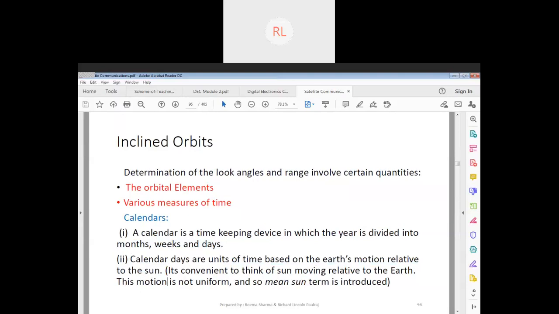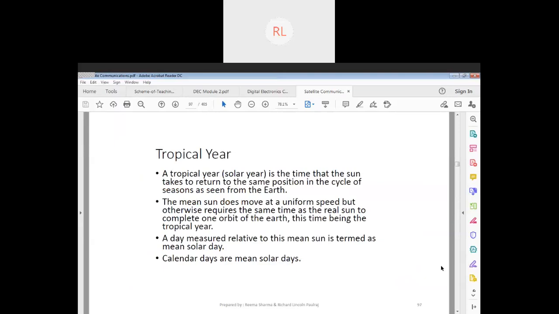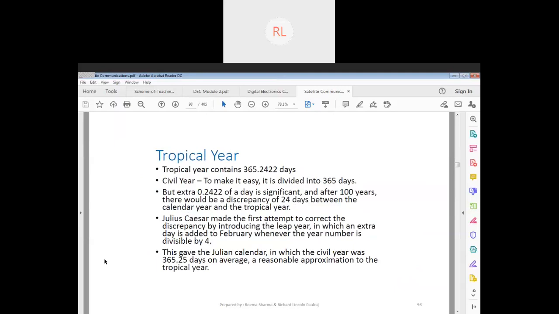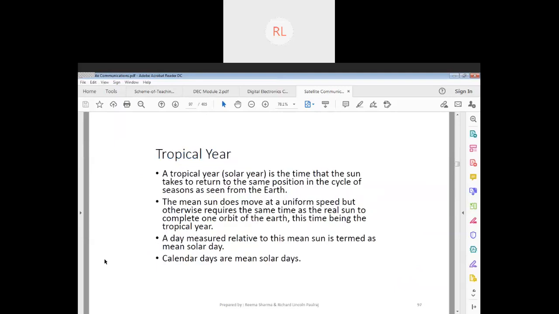Then various measures of time. Now time is important, because with reference to time we calculate how the satellite moves from one point to another point. So a calendar is a timekeeping device in which the year is divided into months, weeks and days. I think we are very much aware of this. Calendar days are units of time based on Earth's motion relative to the Sun. Just like how we say we have 365 and a quarter days in a year, and every 4 years we get an extra day, so this 0.25 gets added up and we get an extra day in February.